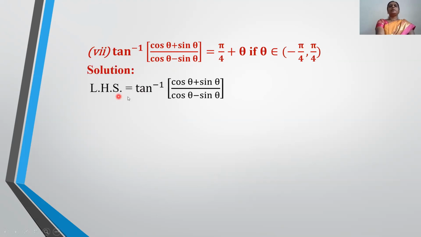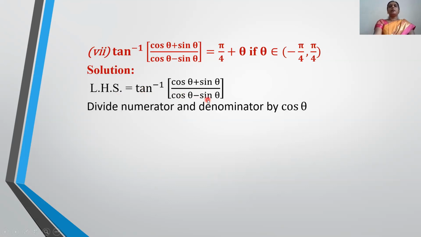Write down left hand side equal to tan inverse in the bracket cos theta plus sin theta divided by cos theta minus sin theta. Now divide numerator and denominator by cos theta in the bracket. After dividing numerator and denominator by cos theta in the bracket, we will get tan inverse 1 plus tan theta divided by 1 minus tan theta.